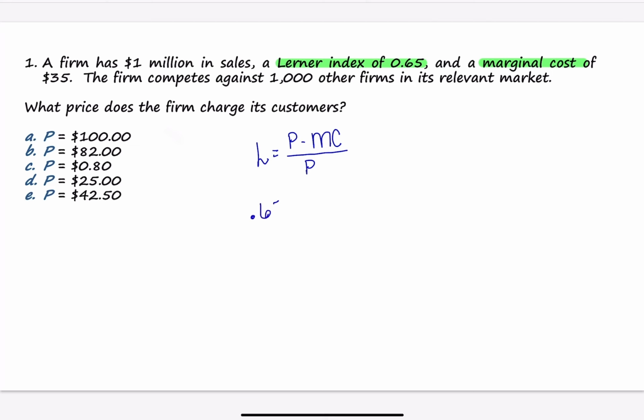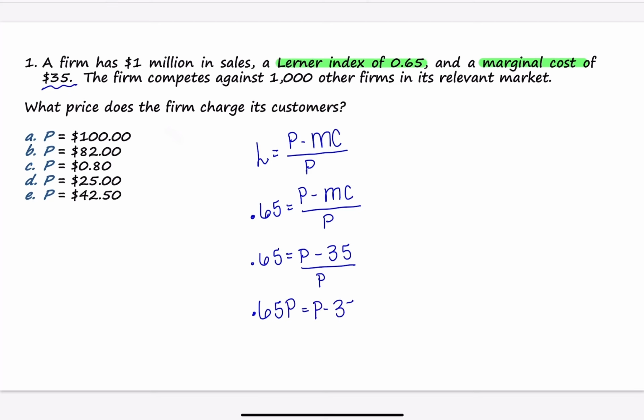We know our Lerner index is 0.65. Price minus marginal cost over price. We can substitute in our marginal cost of $35. So 0.65 equals P minus 35 divided by P. Now we're solving for P, so we need to multiply both sides by P, so 0.65 P equals P minus 35.